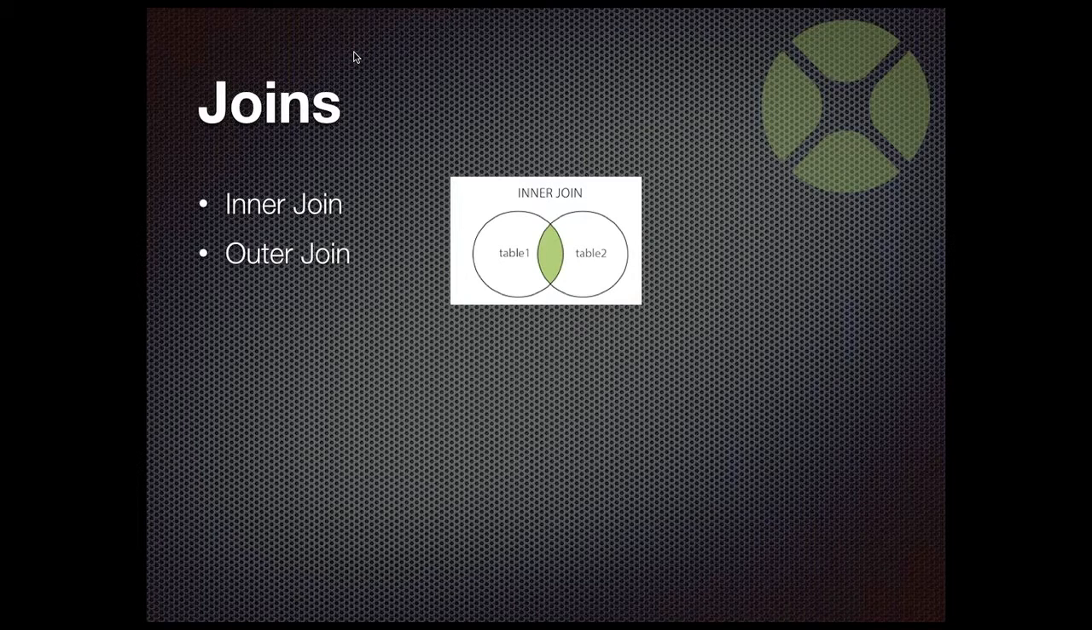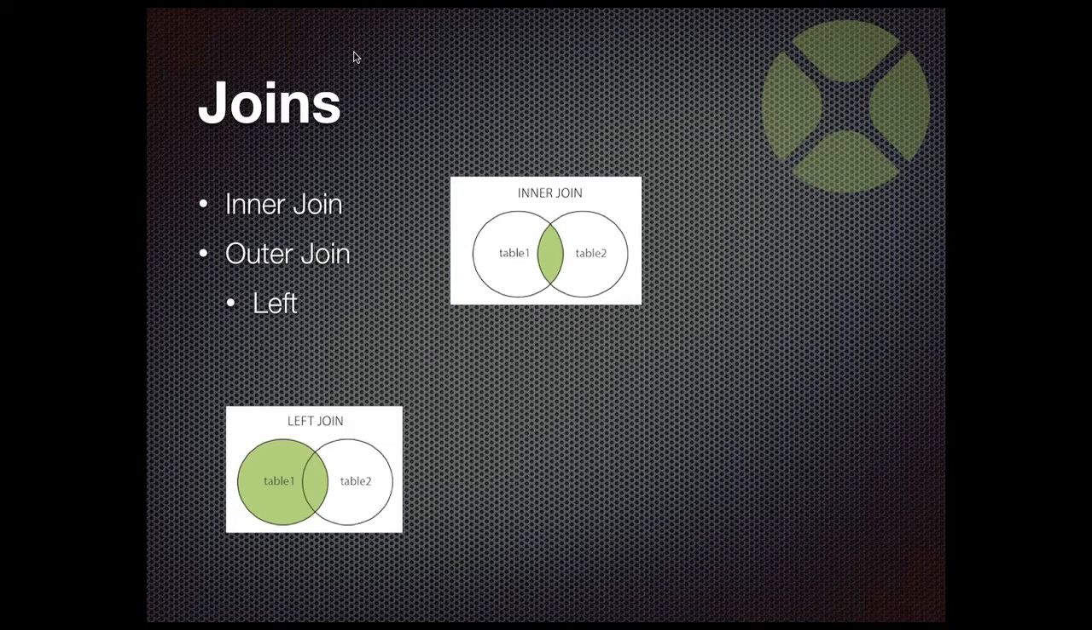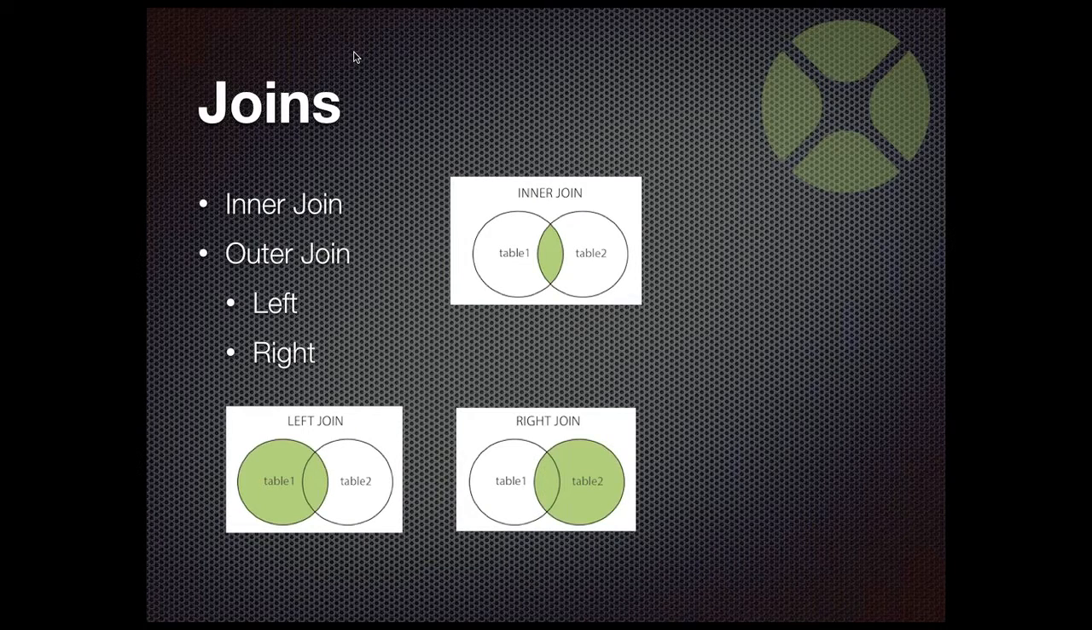There's also an outer join that's broken into two different forms. The left outer join, which gives you all the data in the first table plus data in the second table in this particular manner. And then you've got the right outer join, which is kind of the opposite.